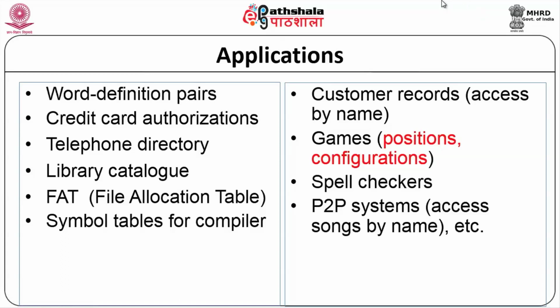P2P systems. So, you want to access songs by name, you could sometimes access songs by musician, by film and so on. So, depending on that you can have dictionaries for that. The dictionary basically has some key and some value associated. For example, customer records could have the name and the values, the last amount he purchased, and so on; it depends on the application. So, the key values are associated.